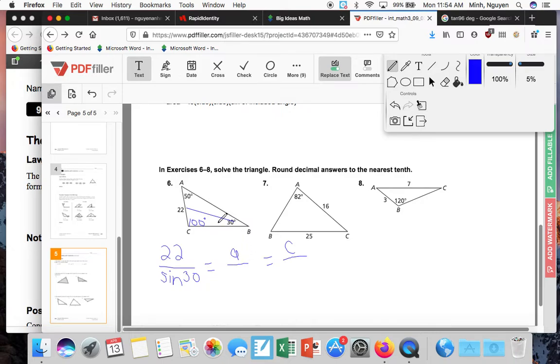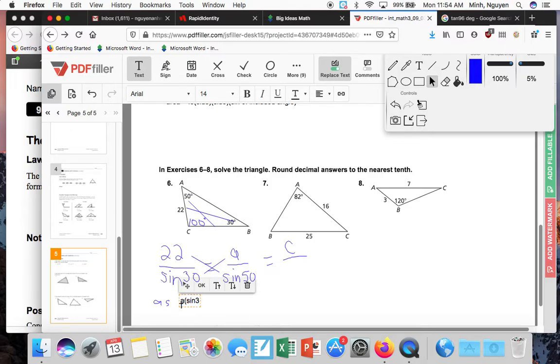So across from A is angle A, which is 50. And let's just do this for A real quick. So, and we'll do C last. We could just cross multiply. So I have A times sine 30 equals 22 times sine 50.